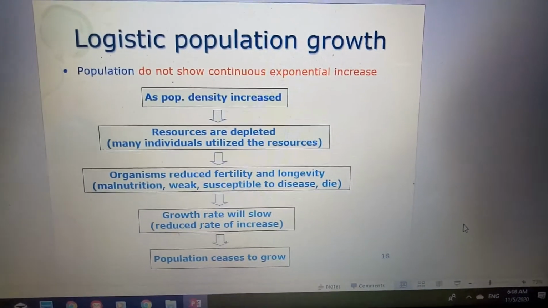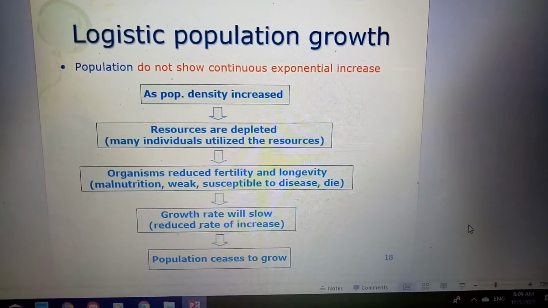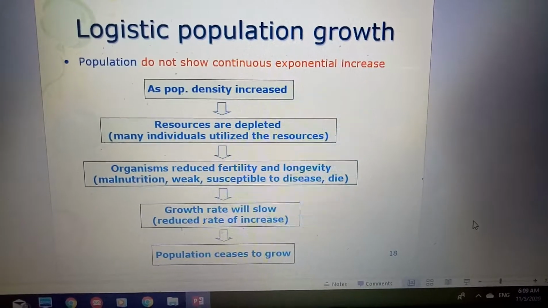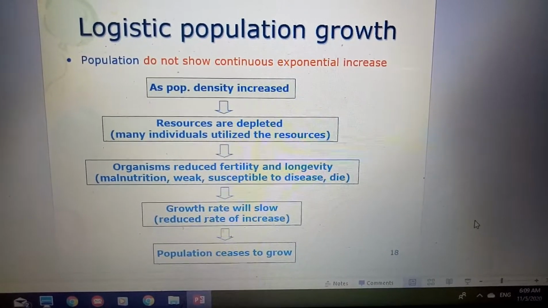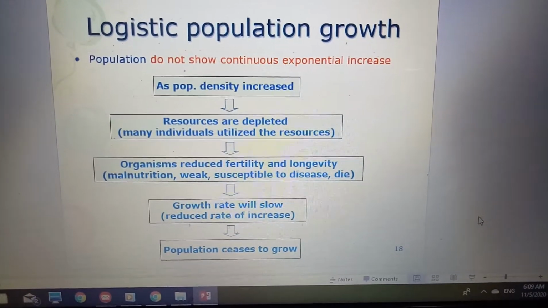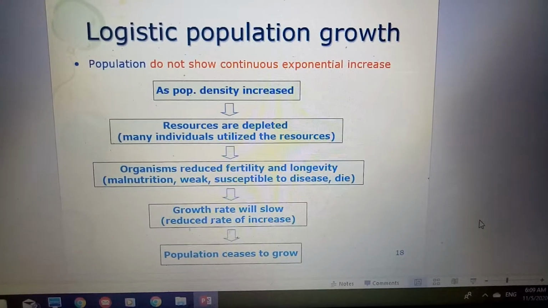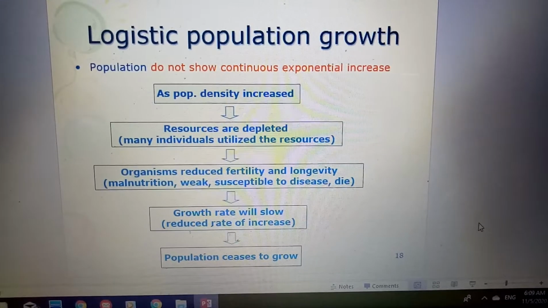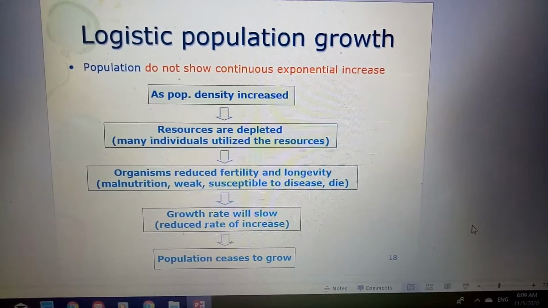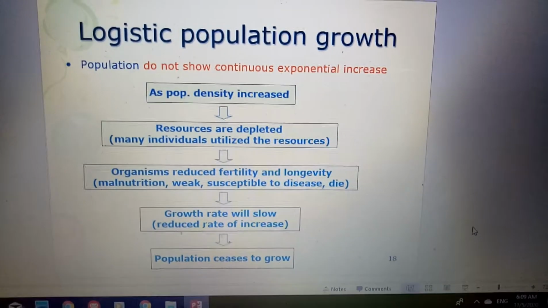And this is about logistic population growth. Populations do not show continuous exponential increase. As population density increases, resources are depleted, because many individuals utilize the resources. Then organisms reduce fertility and longevity, for example through malnutrition, weakness, susceptibility to disease, and death. So the growth rate will slow, or the rate of increase reduces, and the population ceases to grow.